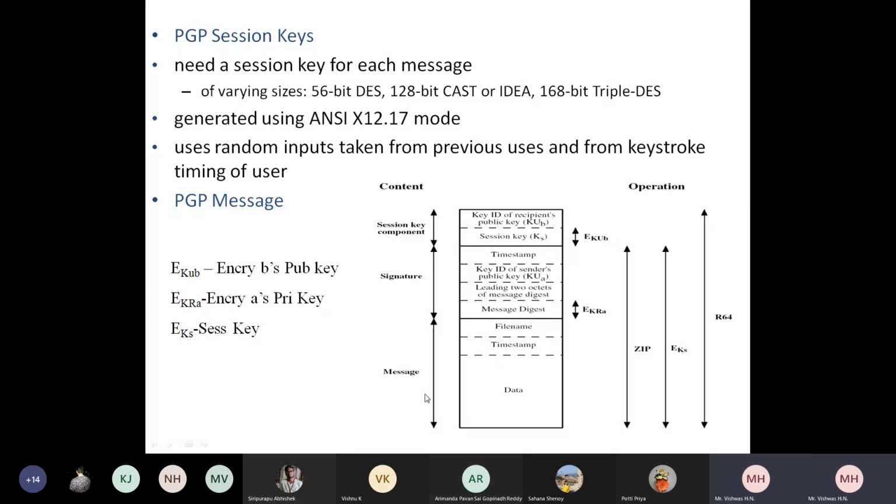In that you have the file name, timestamp, and actual data. And this complete diagram is important. Here on this side you can see which part you are compressing, which part you are encrypting, and which part you are converting totally. Is that clear? R64 is radix 64, EKS is you are encrypting using the session key, and zip is basically you are compressing it. So this diagram is also very important, students.